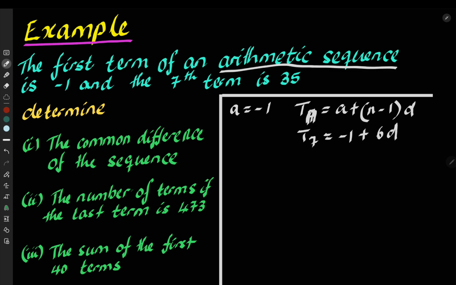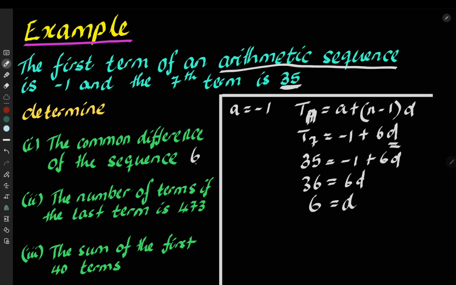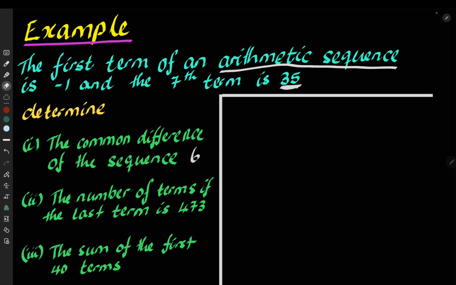And in this case, we are asked to determine the common difference of the sequence. So we are just asked to determine d, and we are told that the seventh term is 35. So we just say 35 is equal to negative 1 plus 6d. To simplify that, 36 is equal to 6d, and d is equal to 6. And that is how you find the common difference. So the common difference here is 6.